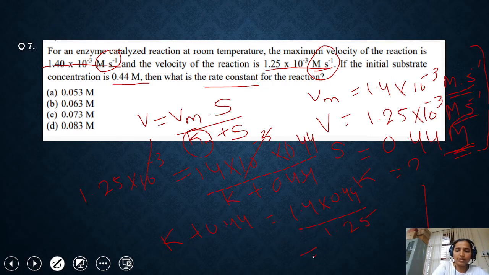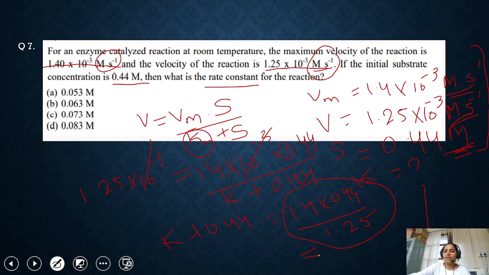So now can anyone tell me the value of this, how much it will come? Everyone please try to solve these questions with me or by yourself, because then only will you know how to solve these types of questions. Now please tell me the value of this. This is 1.4 into 0.44 by 1.25.